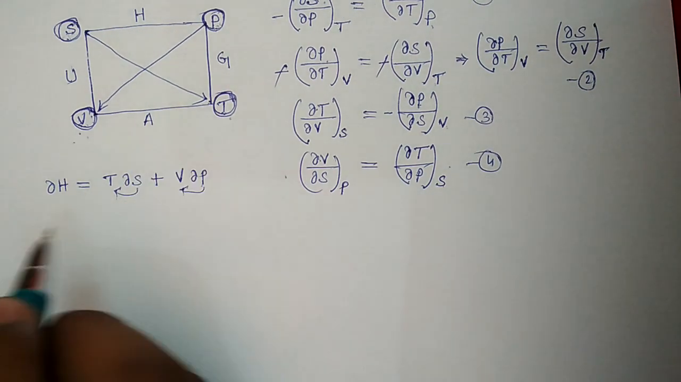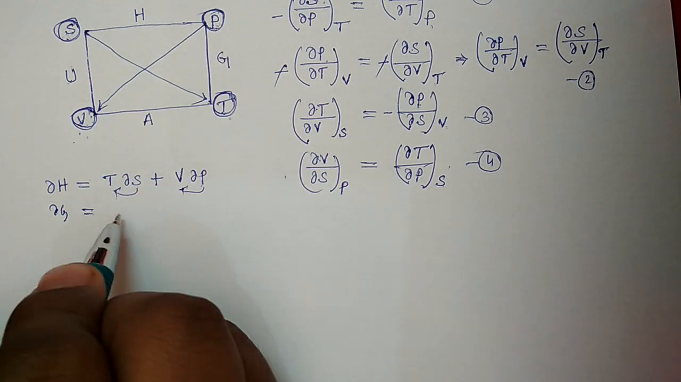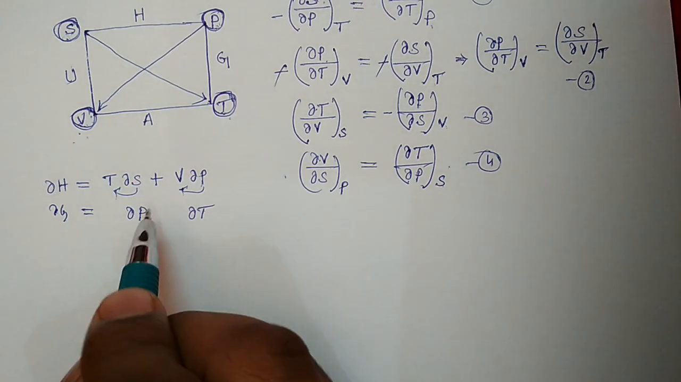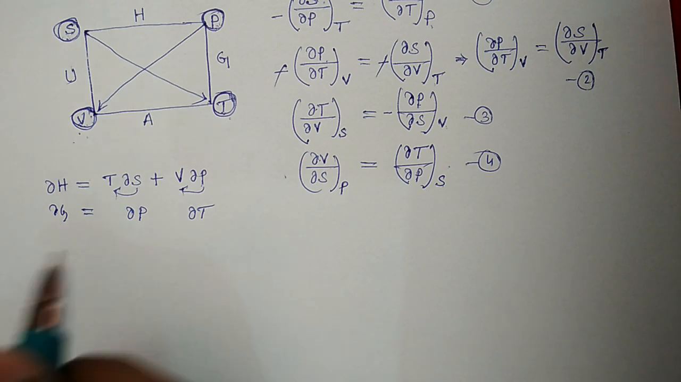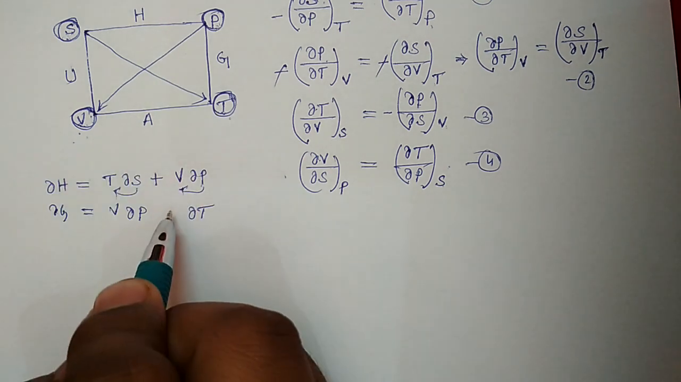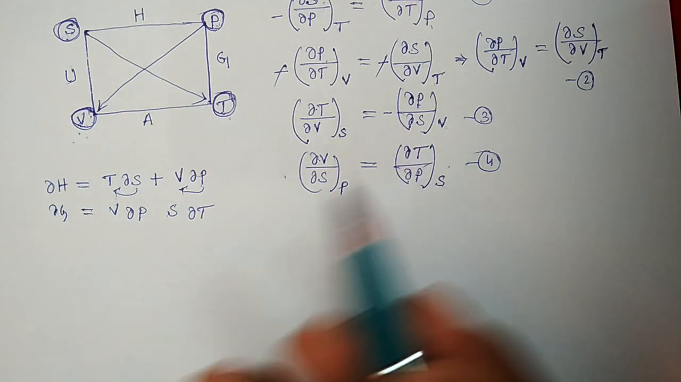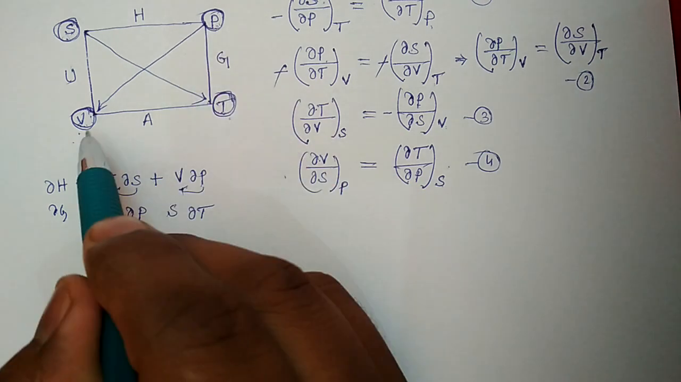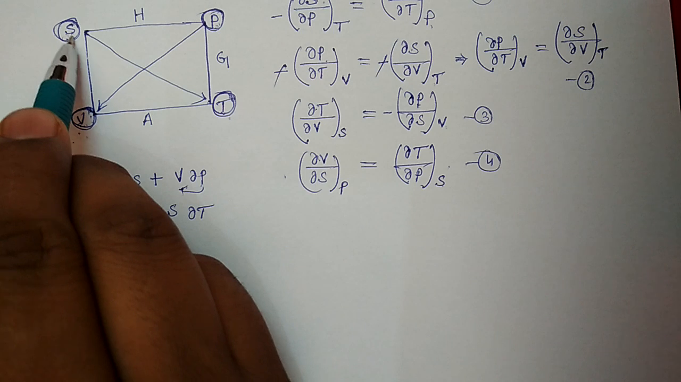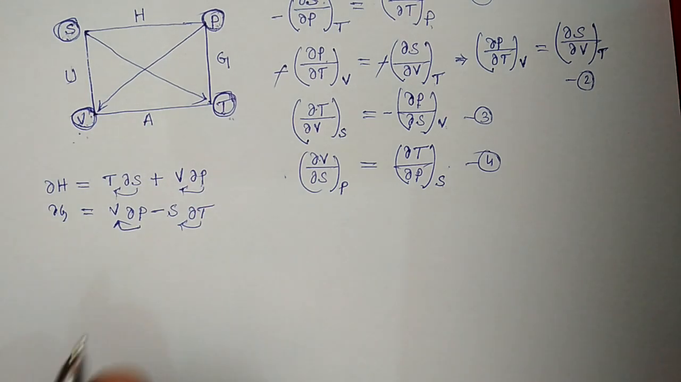Now the second one, G, that is del G is equal to, what is the neighbor of G? It is del P and del T. Now what is the opposite corner of P? The opposite corner of P is V, and the opposite corner of T is S. Simple. Again we have to see the arrows. The arrows go from P to V, so this is positive. And the arrows go from S to T, we need T to S, so there is a negative.